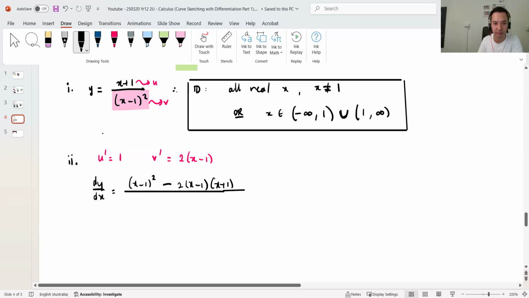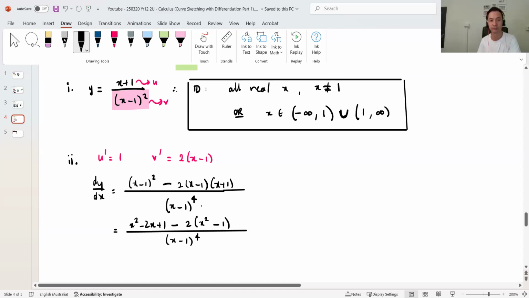Yeah, all over v squared. So v squared squared, so it'd be like 4. Let me just check that. Okay, I'm hoping one of these cancels out. Expand the top. I've got x squared minus 2x plus 1. So that's a difference of 2 squared, so it'd be like 2 times x squared minus 1, x minus 1, 4. That's what I have here.